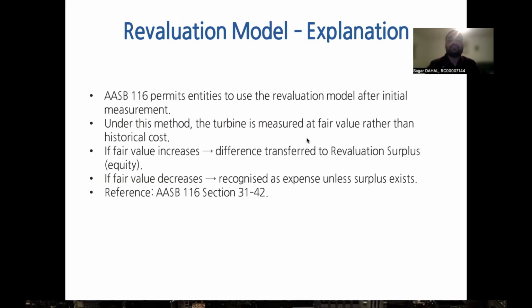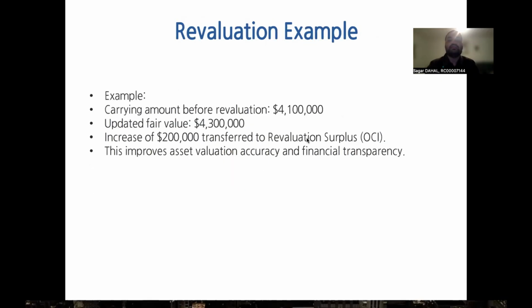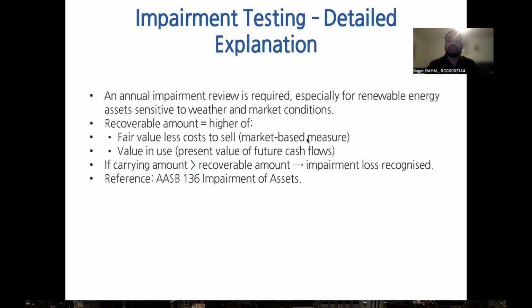The revaluation model means the turbine is measured at fair value rather than historical cost. If fair value increases, the difference is transferred to the revaluation surplus. There are also impairment indicators, both internal and external.